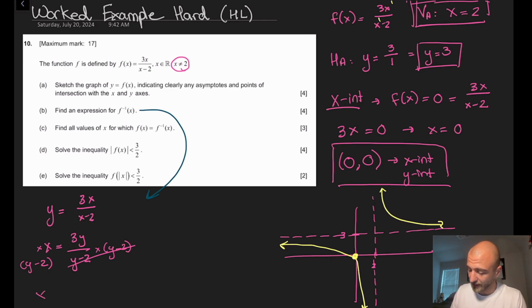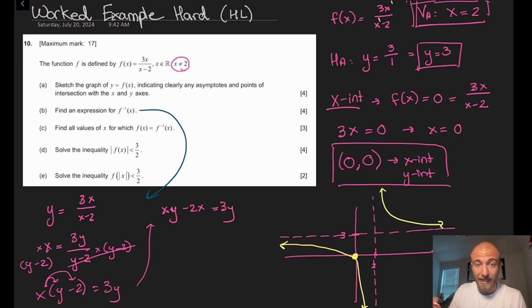So we end up with x times y minus 2, I'm not going to distribute it quite yet, is equal to 3y. Now we see actually, yeah, distributing it would be the best idea. So I'll distribute it in this next step. And if we go up here, we end up with xy minus 2x is equal to 3y.